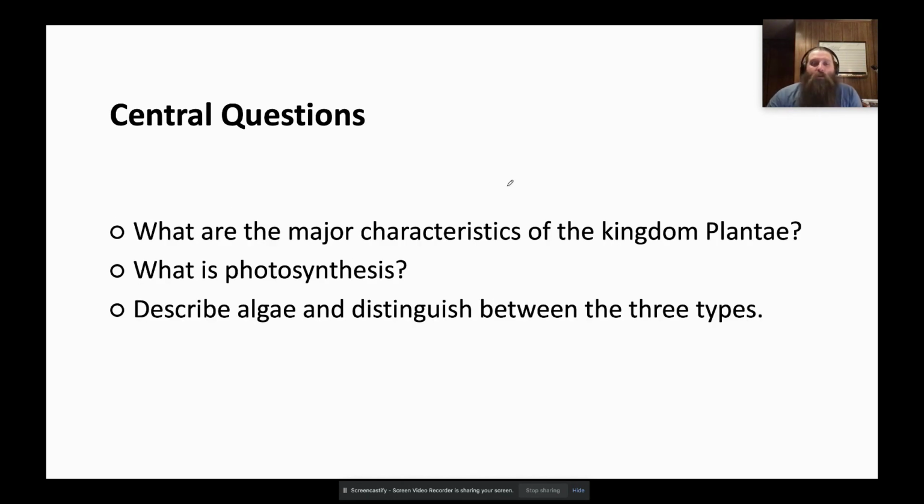So hopefully you can identify some major characteristics of our plant kingdom, things like cell walls and what the cell wall is made of, which is sugar. The photosynthesis equation would be a good thing to know there for number 2. And hopefully you can distinguish algae from other algae based on its color.